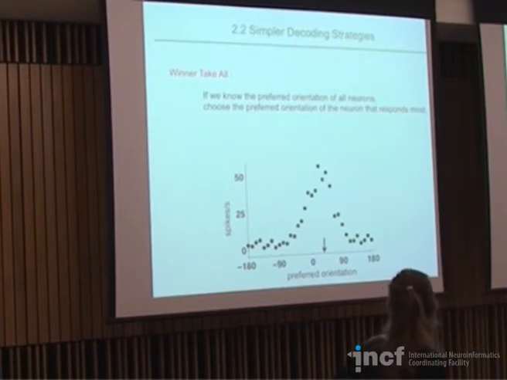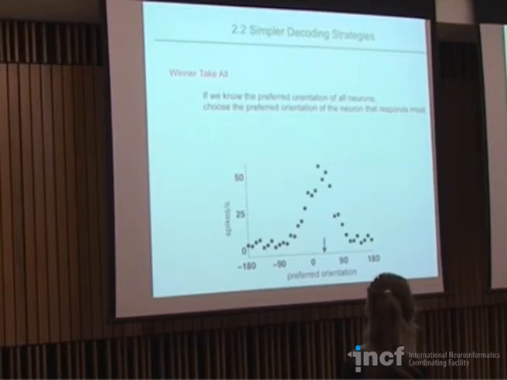So if this is too complicated for the brain to do, or if we are this experimentalist trying to decode from the brain and we don't know all about the encoding model, P(r|s), there are some simpler decoding strategies that we can use, and I'm sure you've heard about them. One of them is the winner-take-all mechanism.